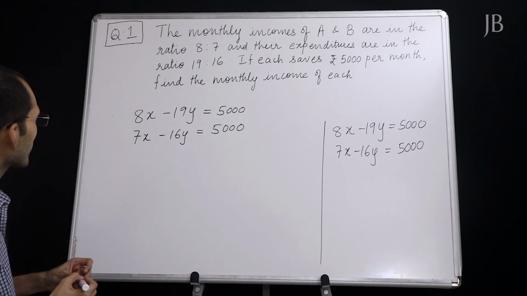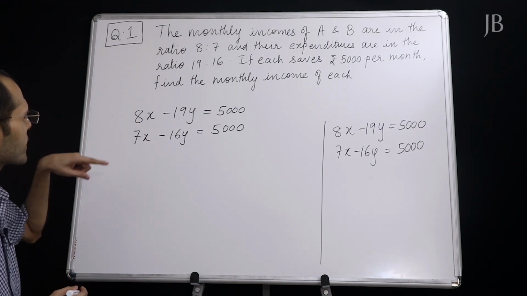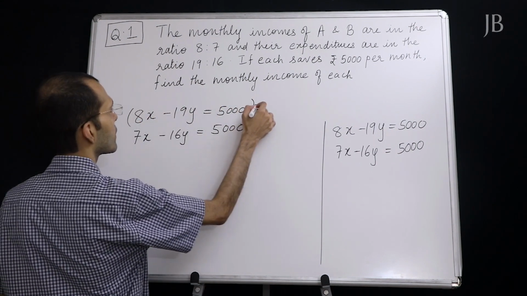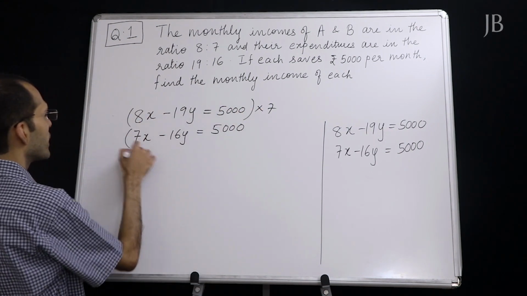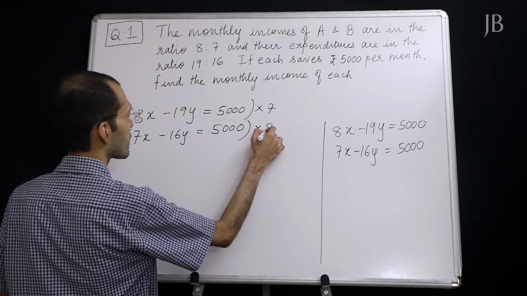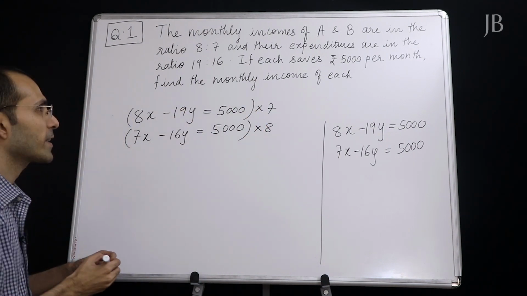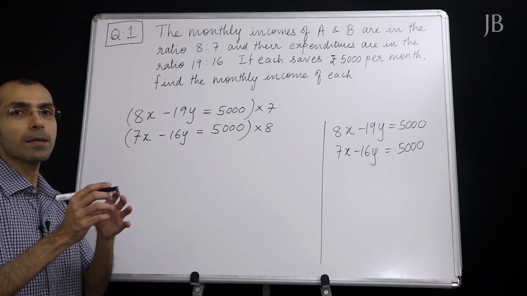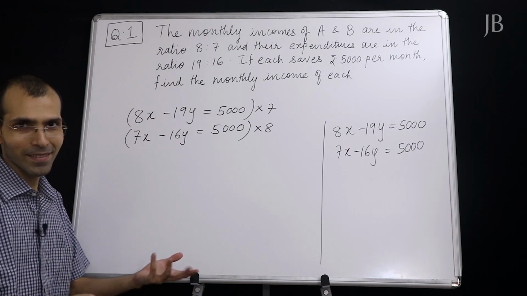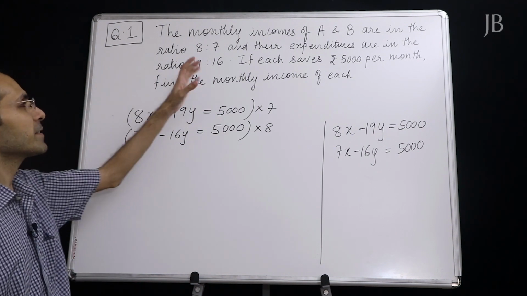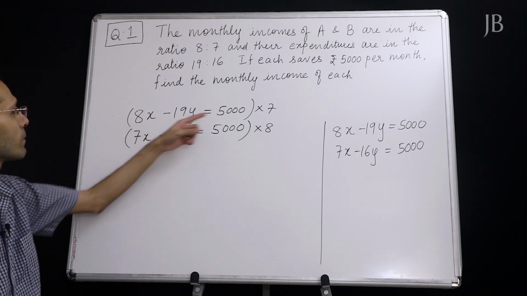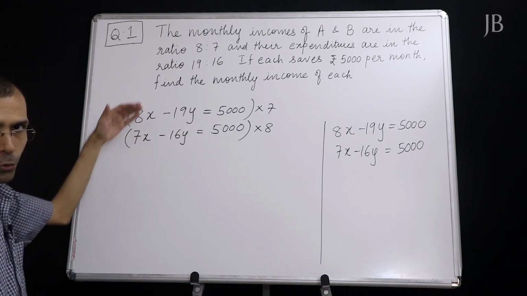Okay, how do we solve it now? This we can multiply by 7. You are already aware of the techniques of solving simultaneous equations. That has been covered in the previous video, simultaneous equations numericals. And this is simultaneous equations word problems. Fine, so we will equalize one of the two terms.